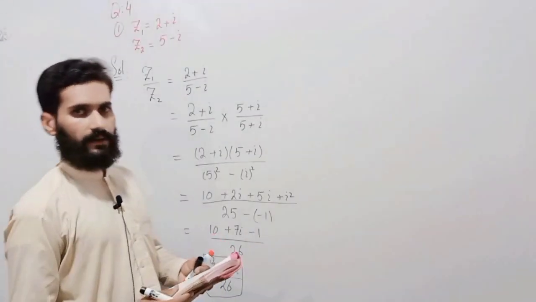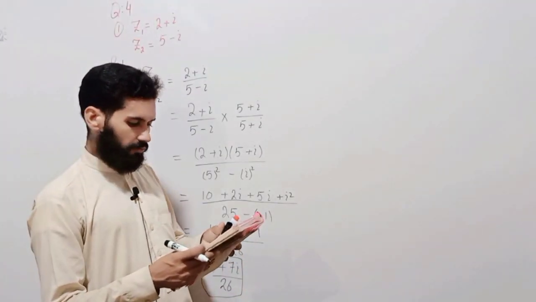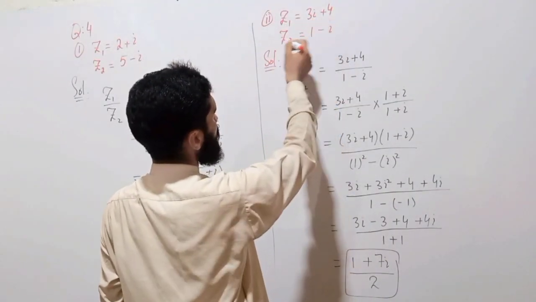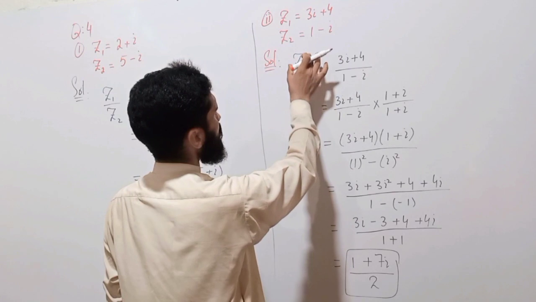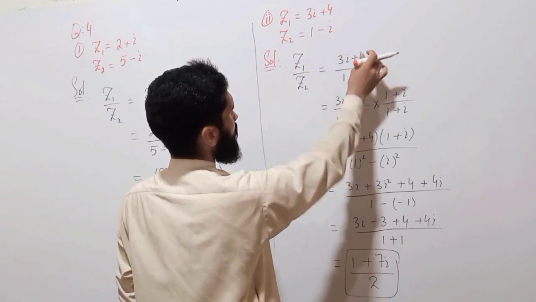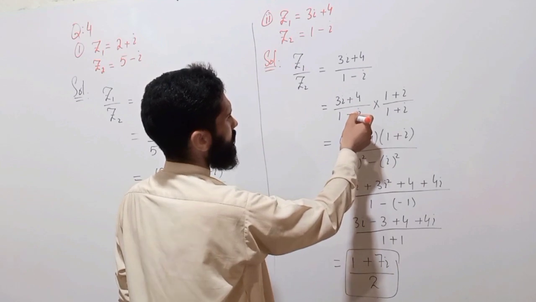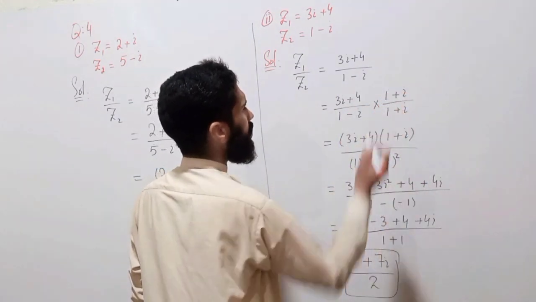This is the required result of part 1. Now part 2: Z1 is 3 iota plus 4 and Z2 is 1 minus iota. So the division is 3 iota plus 4 divided by 1 minus iota. The denominator is a complex number, so we multiply and divide by its conjugate.